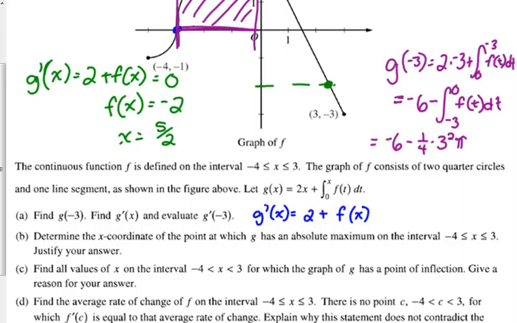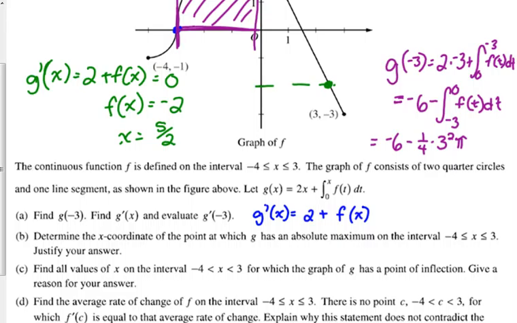All right, so a function has a point of inflection where? When the second derivative is equal to 0. Yes. And not only where it's equal to 0, but we have to remember that there has to be an actual change in signs. But we're going to start with where it equals 0.